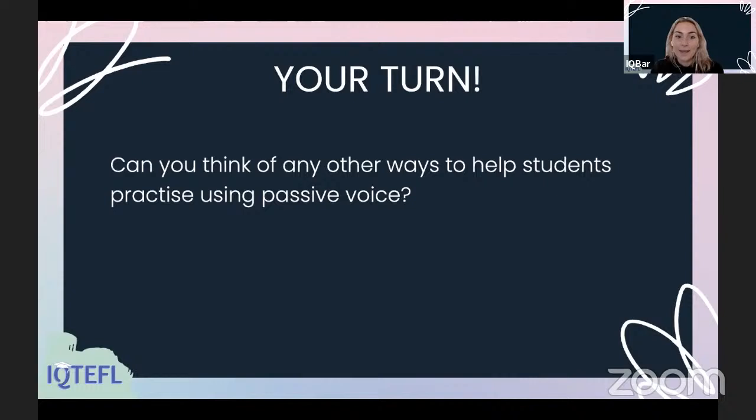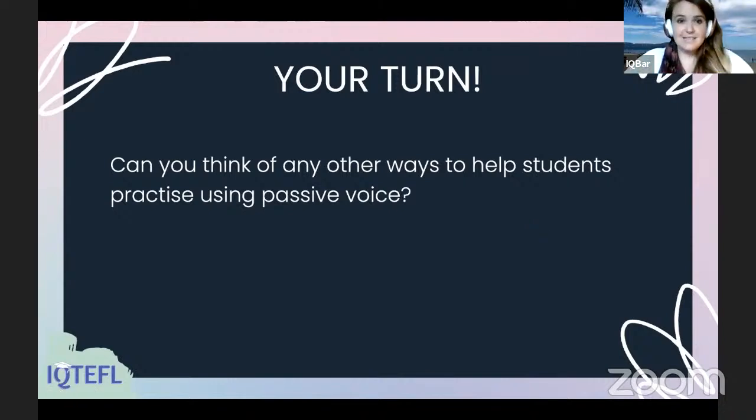So now let's have a look at this question. It says, can you think of any other ways to help students practice using passive voice? So in previous lessons that I've had, I always try to use games, especially for grammar rules, because it makes it more fun and it brings a bit of a lively element into the lesson.